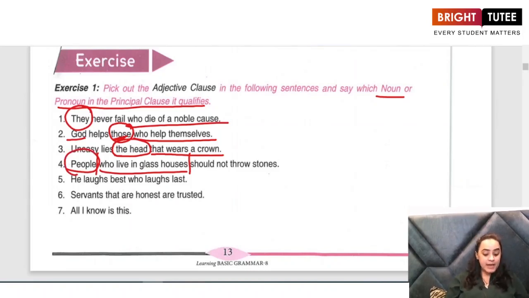He laughs best who laughs last. Adjective clause, who laughs last. And who is this who which is being described? He, which is my pronoun.